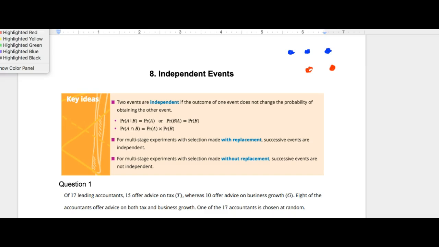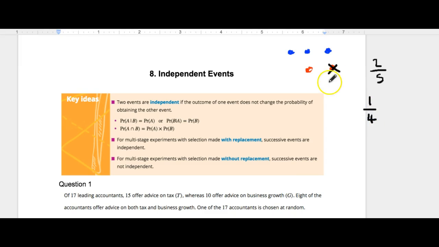So we wanted to know the probability of getting a red. The probability of getting a red is 2 out of 5. Okay, so we've taken that red out, and let's say what's the probability then of getting another red? We now only have 4 counters and one of them is red. So the probability of getting the second red is now 1/4. So the second probability is influenced by the first, so they're not independent.